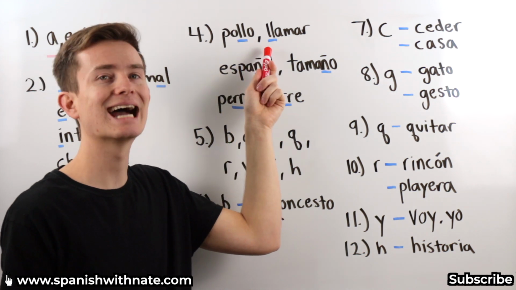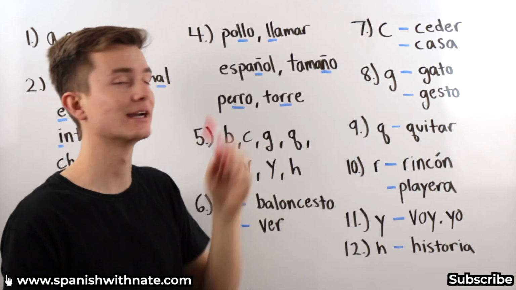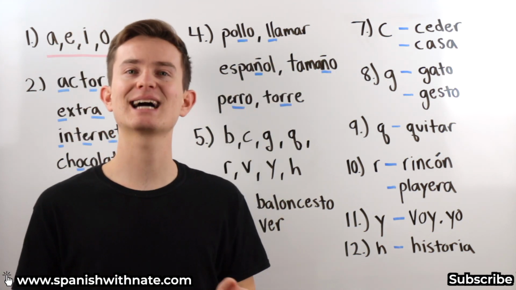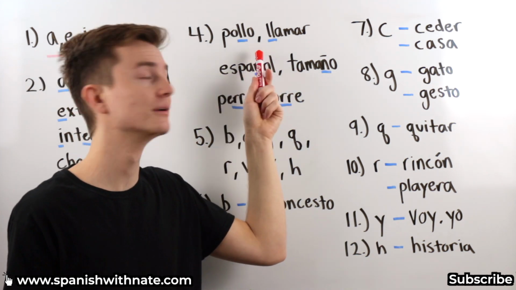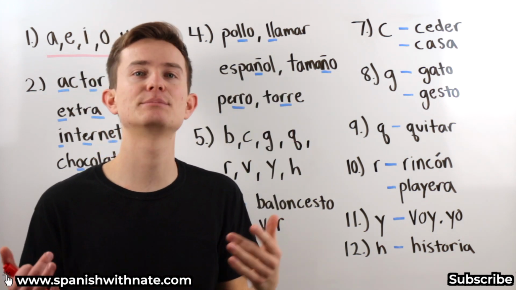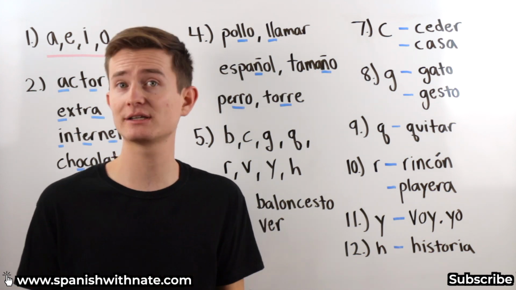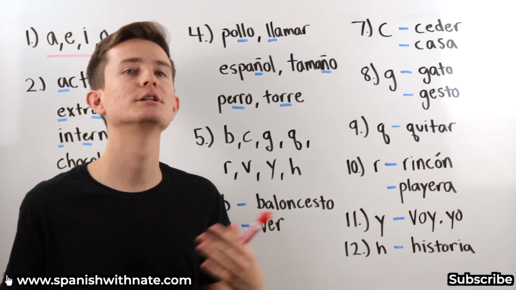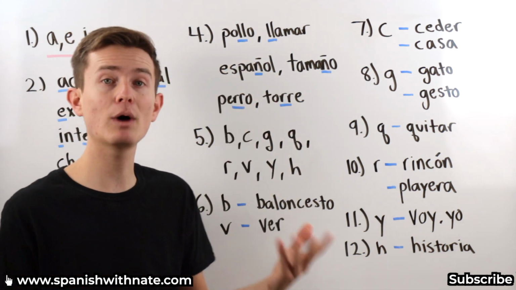Pollo, llamar, okay? Now, in places like Argentina, they'll actually pronounce this kind of like a J. So they'll say pollo, or llamar. Now, I personally don't speak like this. I speak a more Mexican-style Spanish. However, if you're interested in learning a particular accent like that, you can absolutely say that, pollo or llamar. But as a general rule of thumb, I'd say you should just say it like a Y.